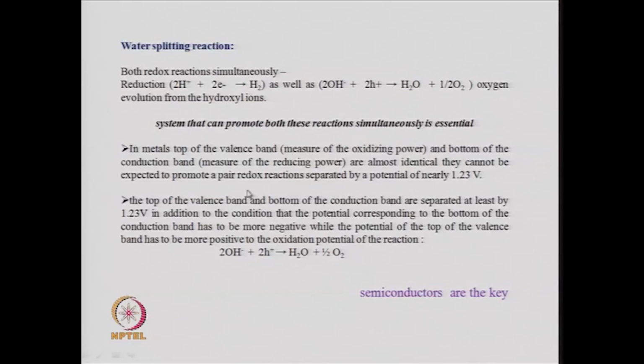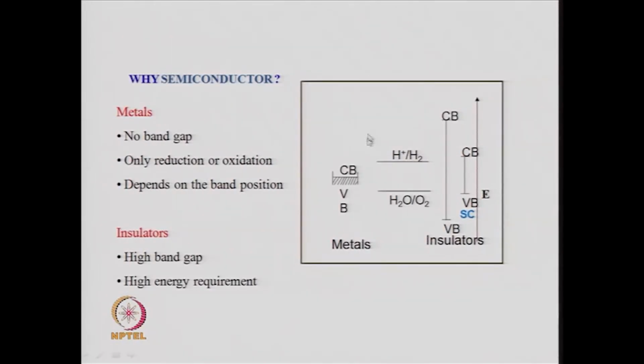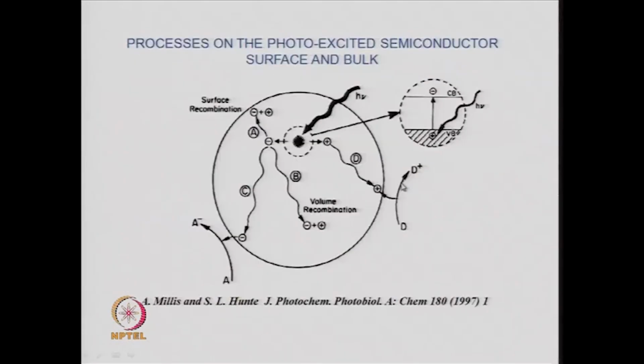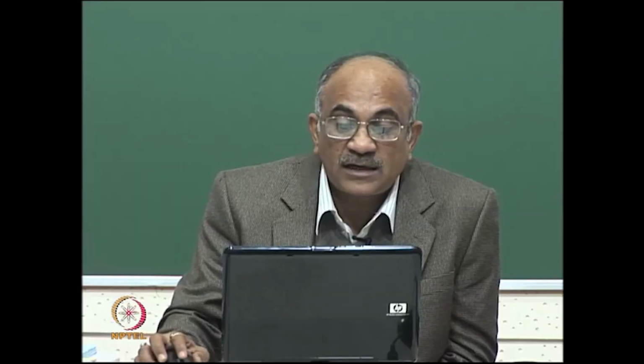Now, it is known that the water couple given in this diagram, H plus H2 and water oxygen, this energy gap is around 1.23 volts. So, you have to give energy of 1.23 volts, or a potential of nearly 1.23 volts, by any reaction which you are doing using the photocatalyst.